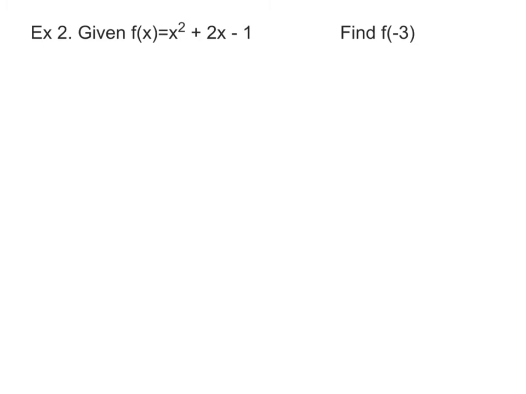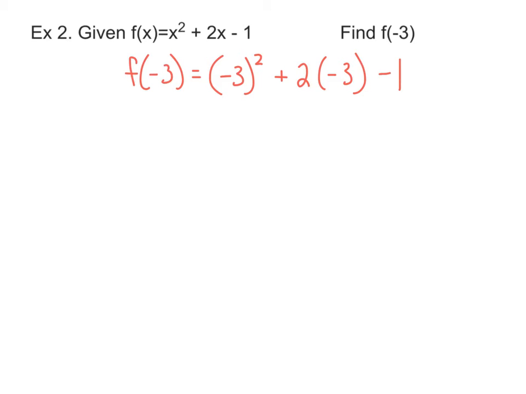Okay, so we have the same formula. Given f of x equals x squared plus 2x minus 1, find f of negative 3. So again now, instead of f of x, I have f of negative 3 is equal to, everywhere I see an x, I'm going to replace it with a negative 3. So if you notice, I'm using my gift of parentheses. They are very important in this process, especially with negatives. You want to use your gift of parentheses.